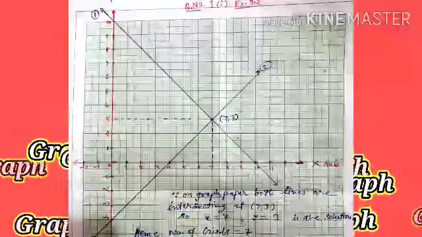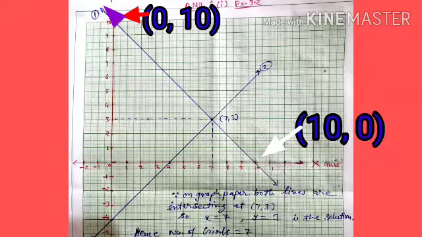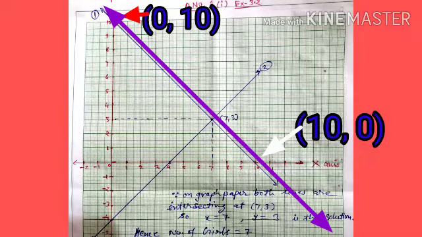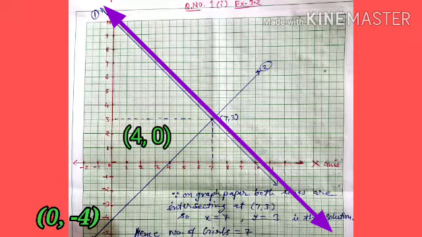First we draw the graph of line number 1. The first point is (10, 0) and the second point is (0, 10), and we join these two points using a scale and label it equation number 1. This is line number 1. Now for the second equation, the first point is (0, -4) and the second point is (4, 0). Once again we join these two points using a scale and label it equation number 2.